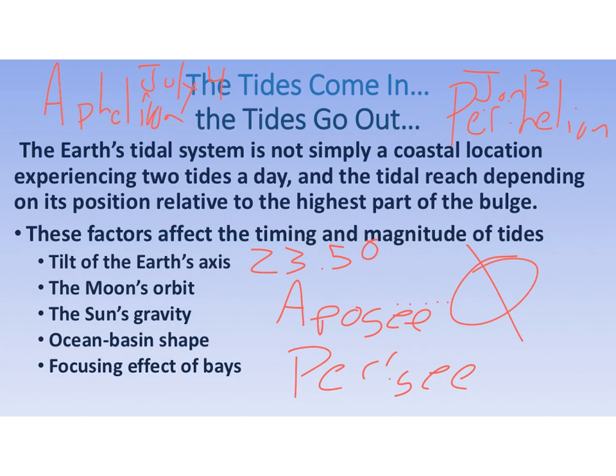Next, the ocean basin shape is going to affect the swell of water and the movement back and forth. And then the focusing effect of the bay. If we have a closed off bay, if we have a barrier that's actually slowing the water's movement in and out, we can actually get a bulge. So that's what the next few slides talk about, so let's get there.